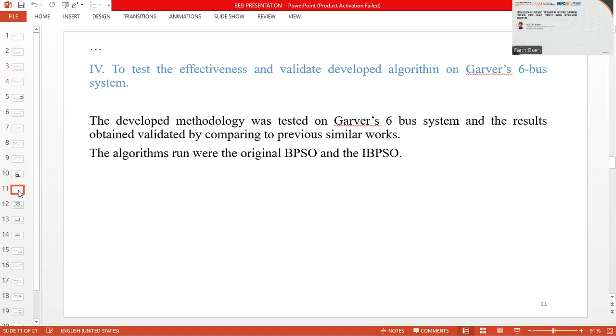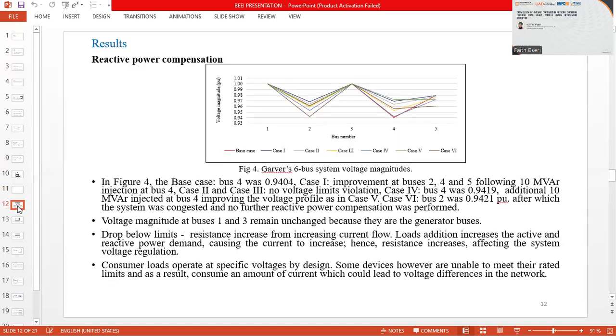Specific objective 4, test the effectiveness and validate the algorithm on the Garver 6 bus system. The methodology was tested on Garver 6, and the results obtained are validated by comparing to previous similar works. So the results are as below.